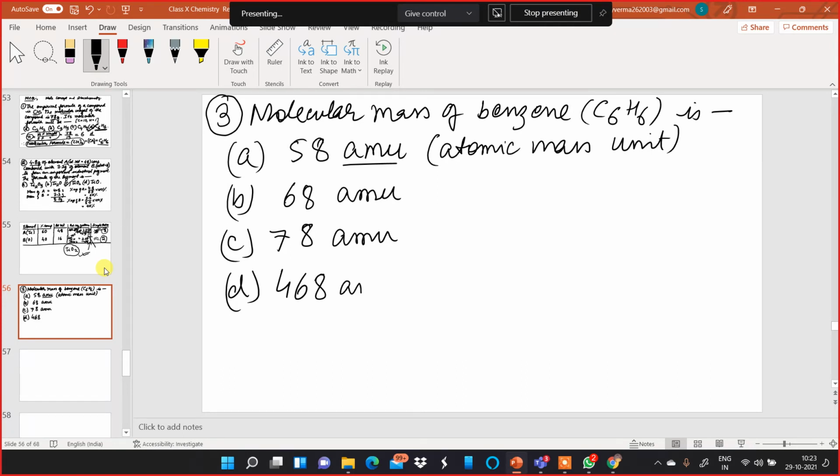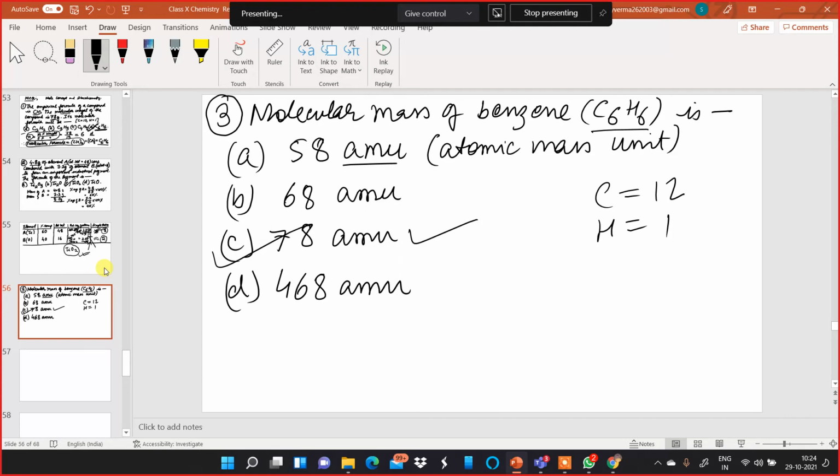So here you can choose directly because we know carbon's atomic weight is 12 and hydrogen is 1. 12 times 6 is 72, plus 6 is 78. The answer is 78. Correct answer. Wonderful. Congratulations. I like that.